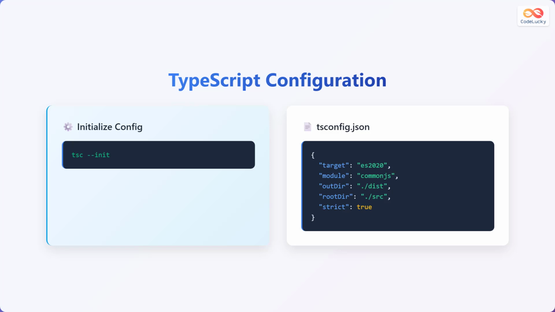To configure TypeScript, initialize its tsconfig.json file using the command tsc --init. This file specifies the compiler options for your project. The tsconfig.json file includes options such as the target JavaScript version, module system, output directory, root directory, and strict mode. For example, you can set the target to ES2020, the module to commonjs, the output directory to ./dist, the root directory to ./src, and enable strict mode by setting strict to true.